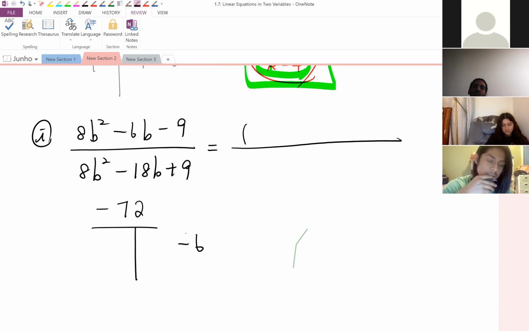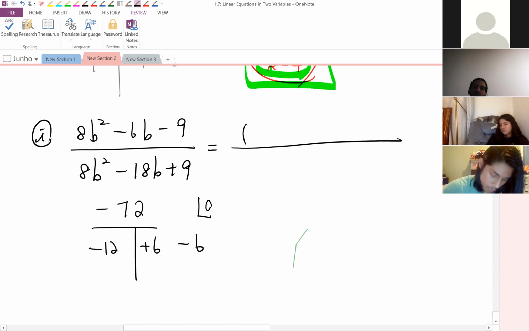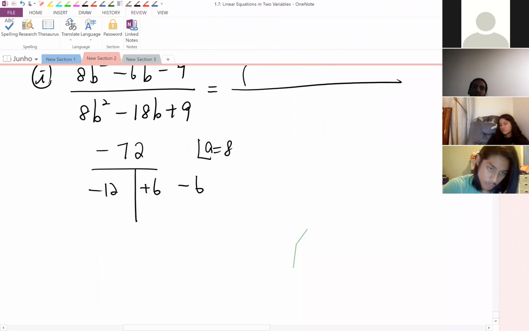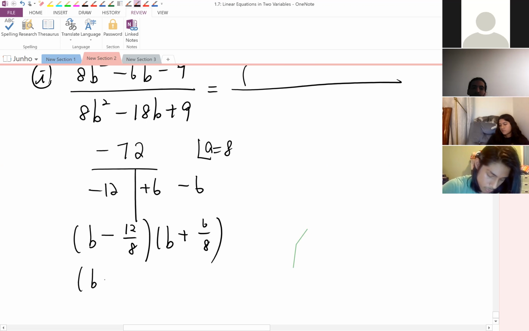Okay. So who can find two numbers that multiply to negative 72, but whose sum becomes negative 6? Negative 12 and plus 6. And then with a value a equal to 8, this becomes b minus 12 over 8 and b plus 6 over 8. Simplify. So it's going to be b minus 3 over 2.